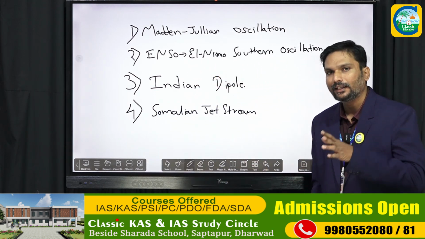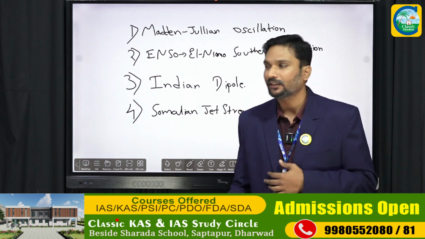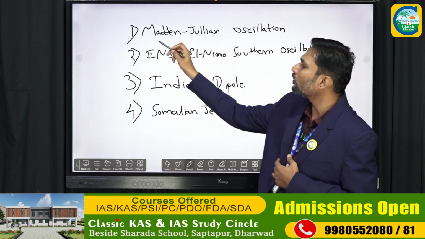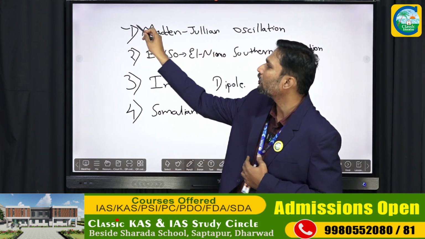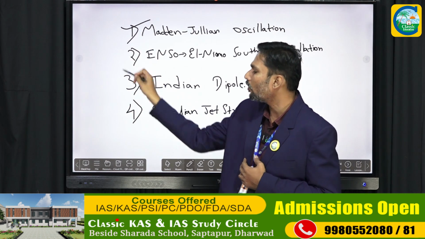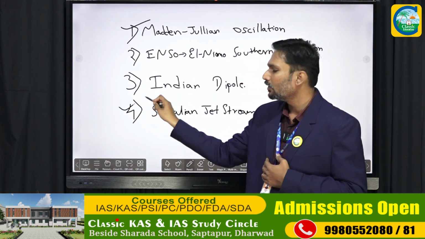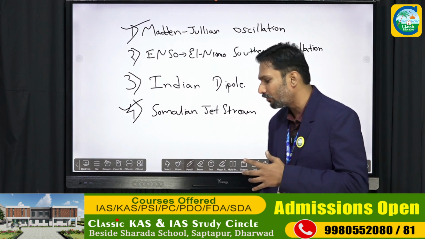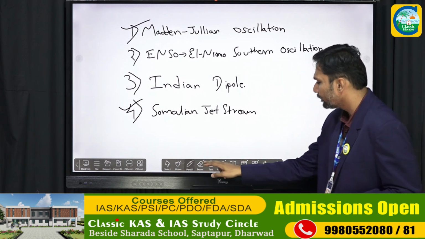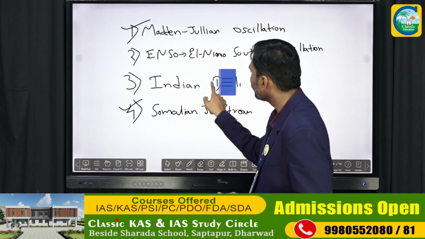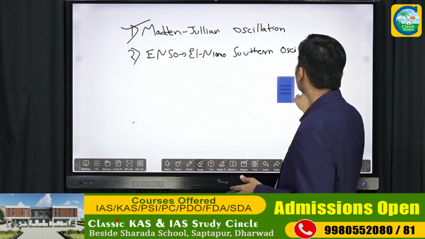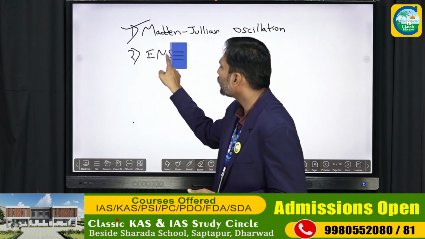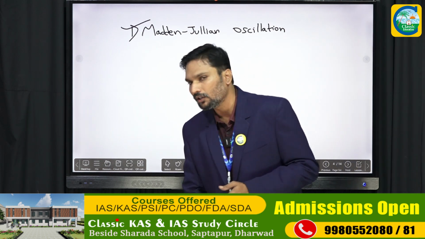And this year, the IMD has said that the early onset of monsoon is due to two reasons. One is the Madden-Julian oscillation and the other one is the Somalian jet stream. So let us understand what these natural phenomena are. First, let us look into the Madden-Julian oscillation. So what is this Madden-Julian oscillation?